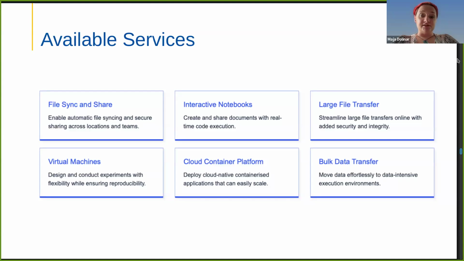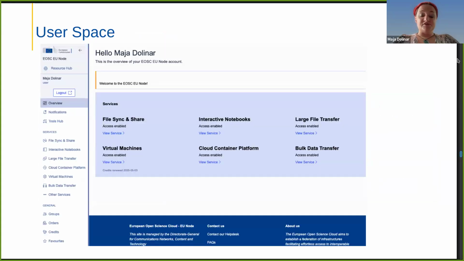Another service is Cloud Container Platform, and this one is used for deploying applications that can easily scale. And the 6th service that we have currently is the bulk data transfer, which can be used to move large amounts of data effortlessly.